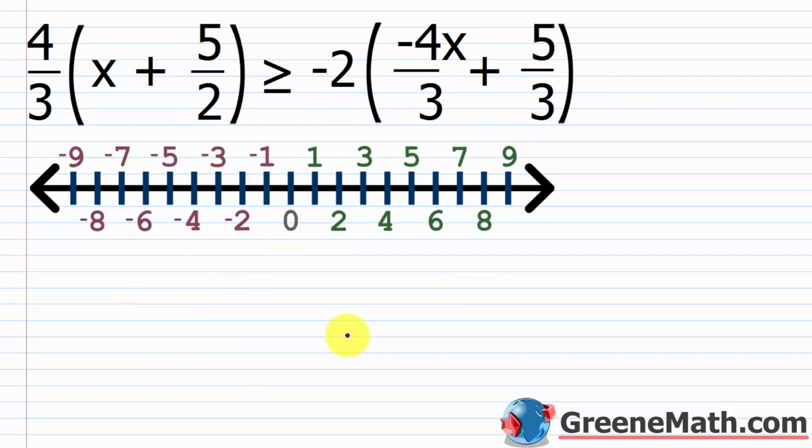All right, for the last one, we'll look at one with some fractions involved. So we have 4/3 times the quantity x plus 5/2 is greater than or equal to, you have -2 times the quantity negative 4x over 3 plus 5/3.